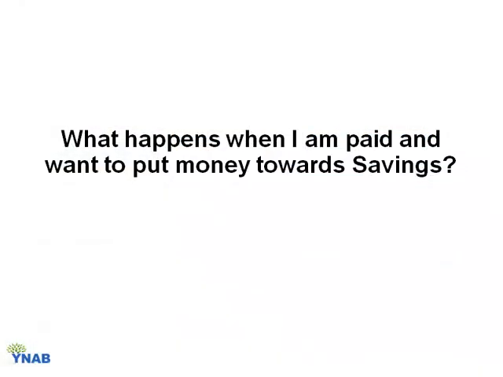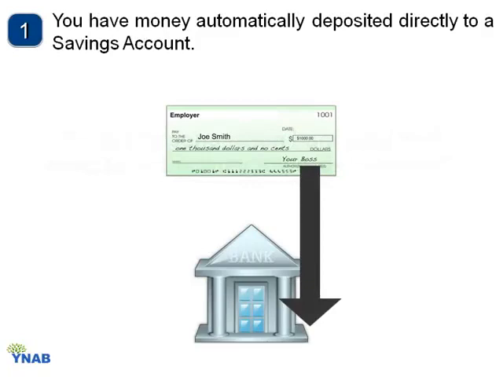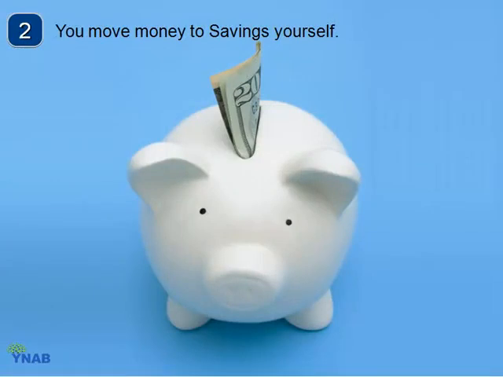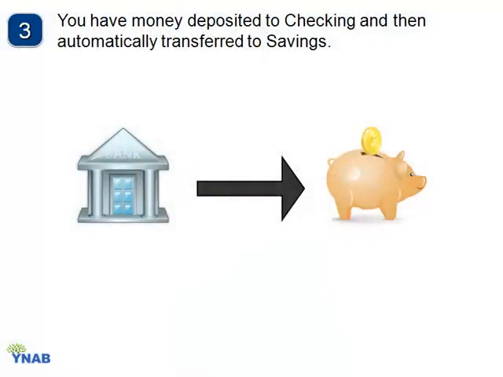So now let's discuss what happens when you're paid and you want to put some money towards savings. You probably handle it one of three ways. 1. You have money automatically deposited directly to a savings account. 2. You move some money to savings yourself after budgeting for other expenses. Or 3. You have money automatically deposited to checking and then it's automatically transferred to savings.